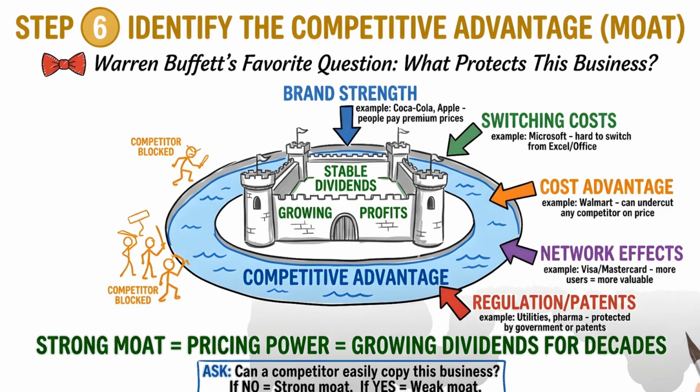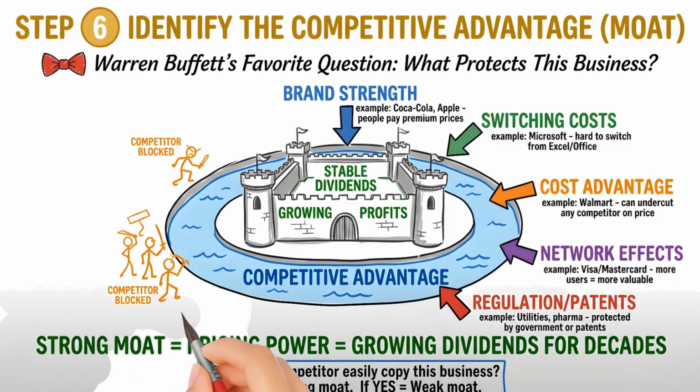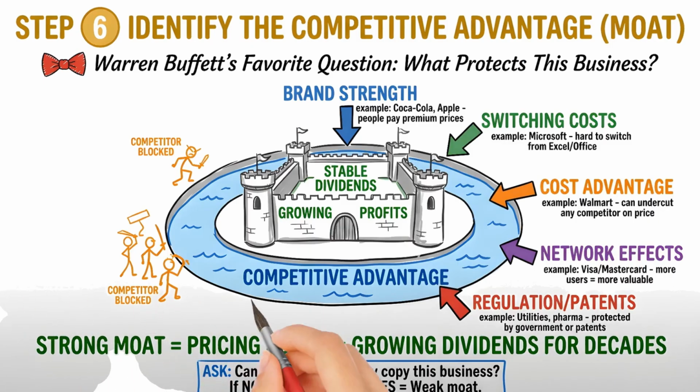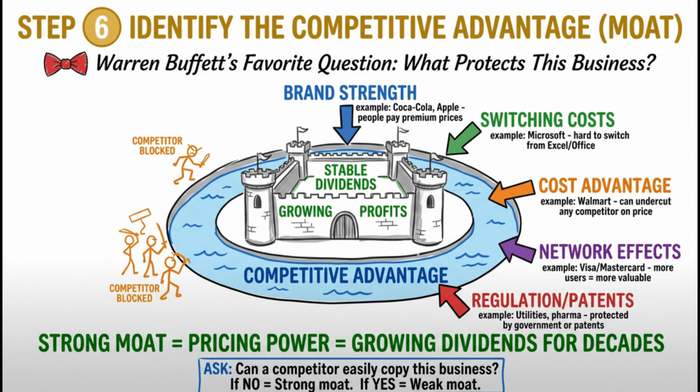And regulation or patents, like utility companies or pharmaceutical companies, which are legally protected from competition. A company with a strong moat can maintain pricing power through recessions, raise dividends year after year, and fend off competition for decades. A company without a moat, one innovative competitor can destroy their business model in years. Always ask, what stops a competitor from copying this business tomorrow?